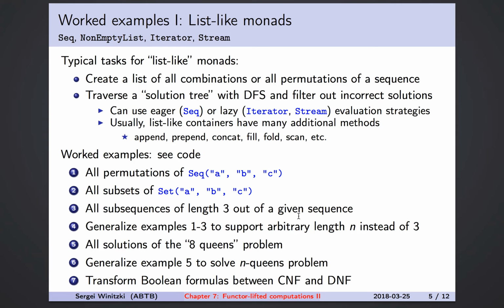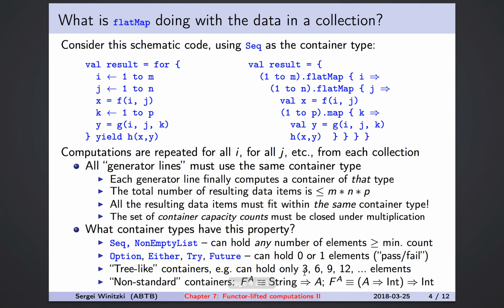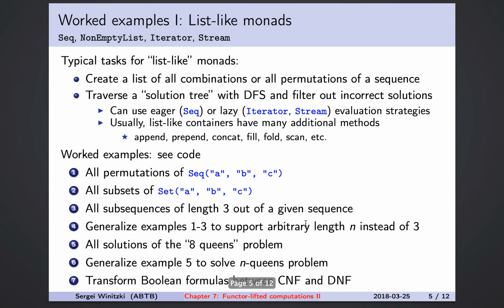The first set of examples are what I call the list-like monads. So, by the way, all these examples here are monads. They're not just semimonads. But we will just look at the flatMap, and so we will not use the fact that they are full monads. So for us, it's not really important to make that distinction right now. We only focus on flatMap.